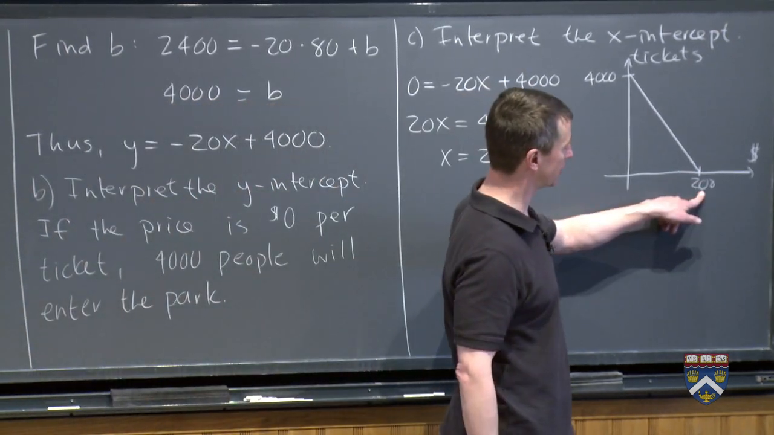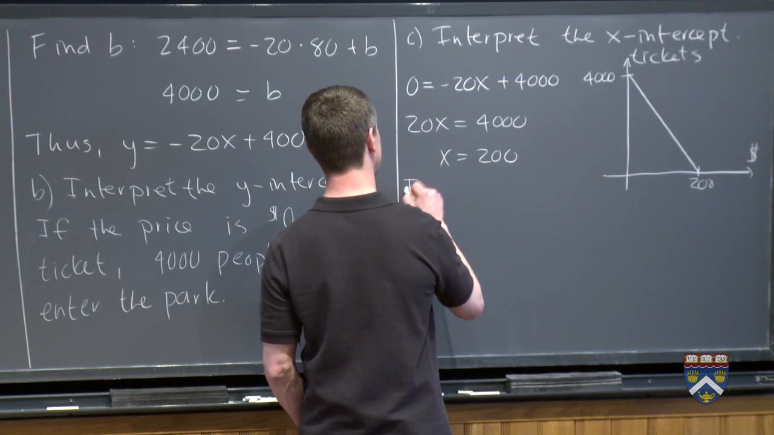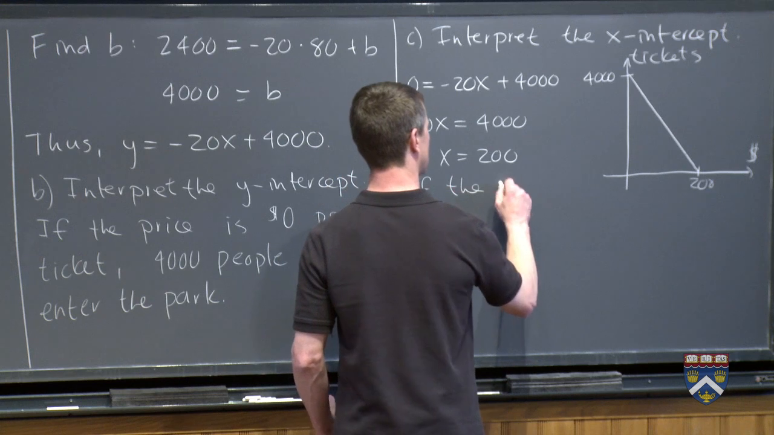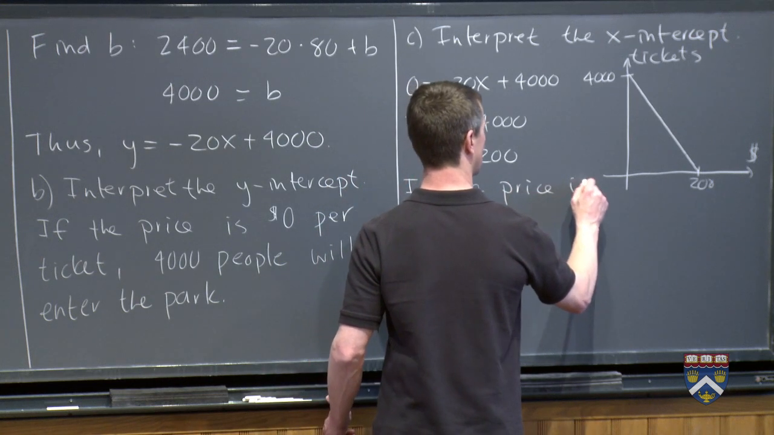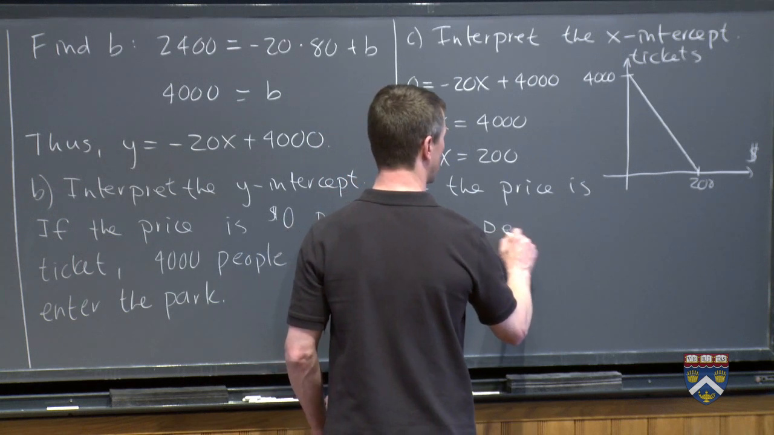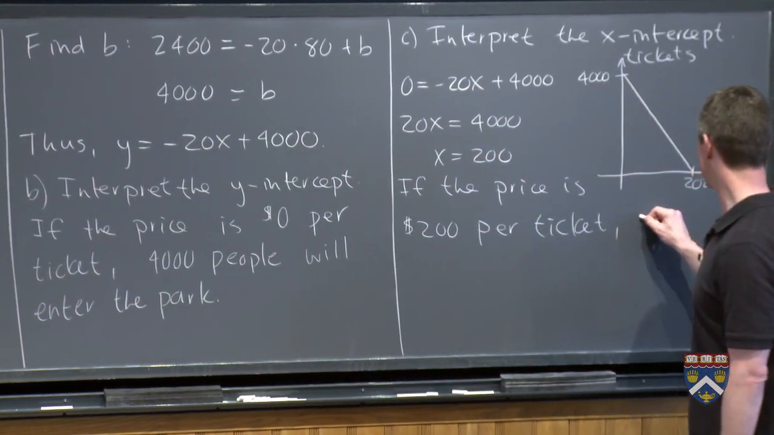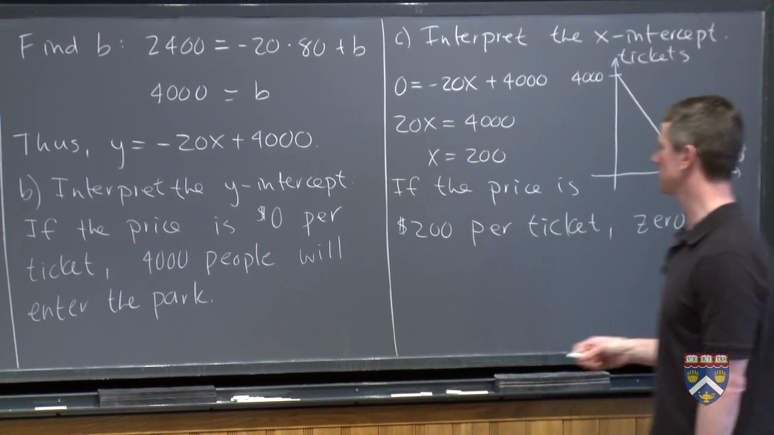Well, when x is $200, y is 0. So what is this saying? It's saying that if the price is $200 per ticket, nobody will come to the park. That's just too expensive. So 0 people, 0 tickets will be sold.